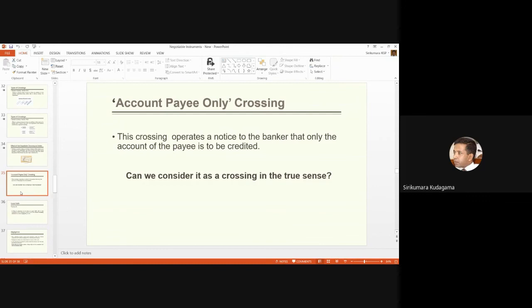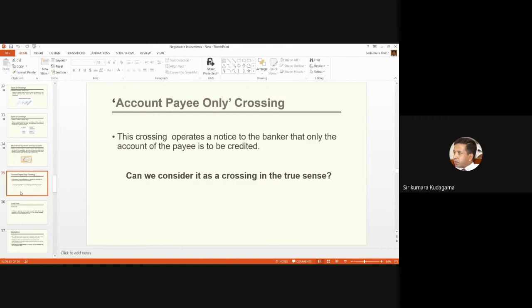It's as good as any other endorsement, as far as the practice is concerned. What I wanted to draw your attention to is that theoretically, it cannot be a proper crossing in Sri Lanka, meaning that it is not an instruction given to the paying bank. Right? One would argue that crossings are not meant for the paying bank alone, right?